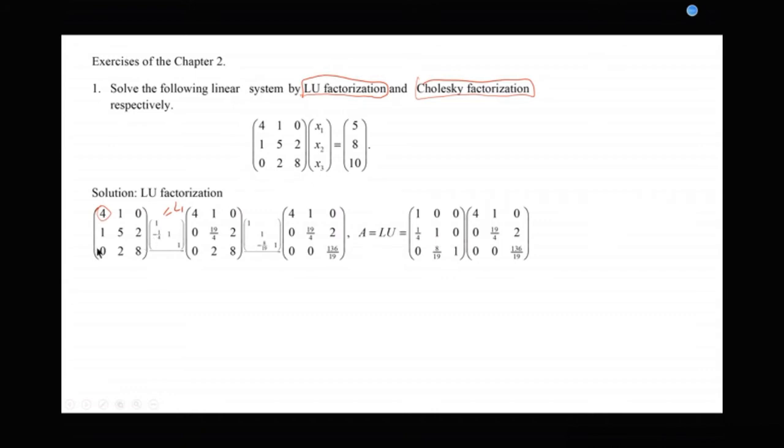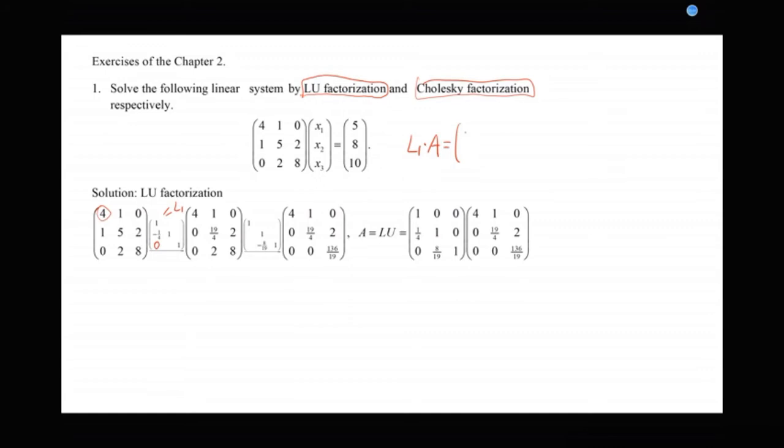And this number is 0. Actually, I don't show it, but of course you can write the second multiplier as 0. Then you obtain L1. So I write L1 here. And then you will obtain U1, or A1. The first row is not changed: 4, 1, 0. And this number should be 0, also this number should be 0, because you use L1. So I write here L1 multiply A.